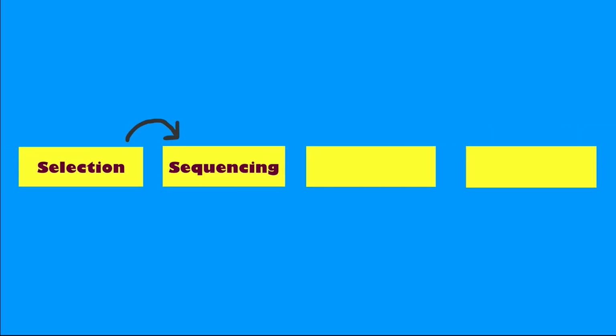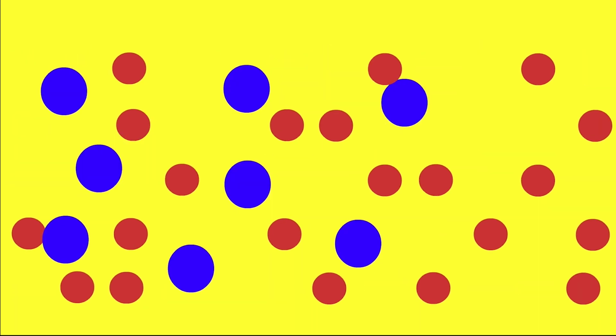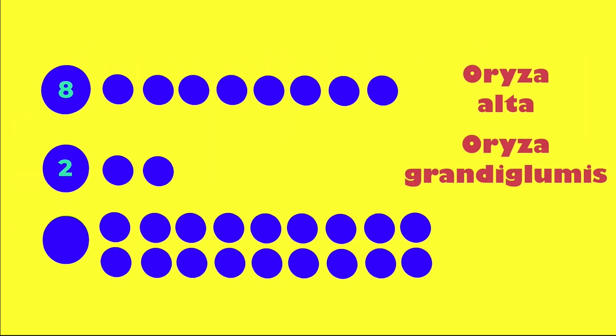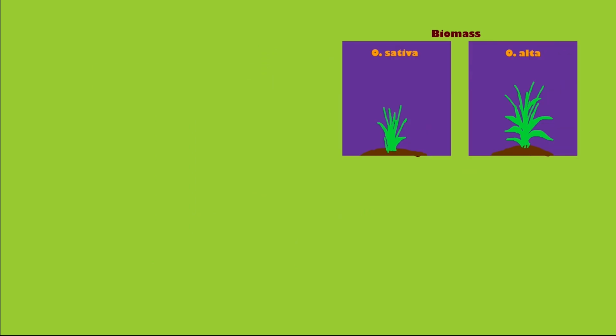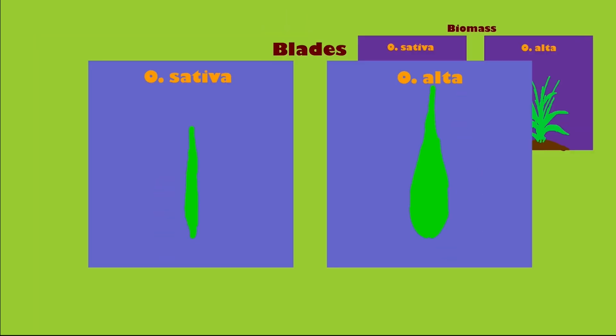Their method can be summarized into 4 key steps, starting with selection, sequencing, editing, and testing. The researchers began by screening different types of wild tetraploid rice from the gene banks and selected 28 candidates. These lines were from Oryza alta, Oryza grandiglumis, and Oryza latifolia. After that, they examined the candidates and chose a line from Oryza alta with the best characteristics.